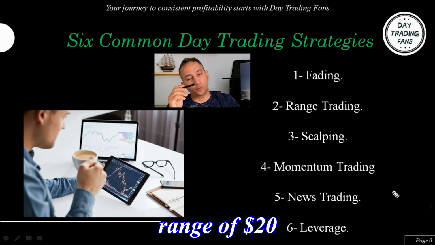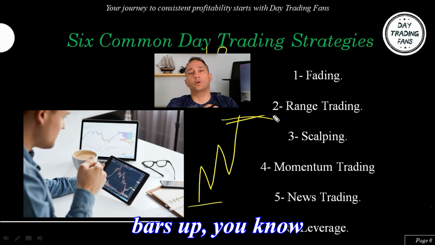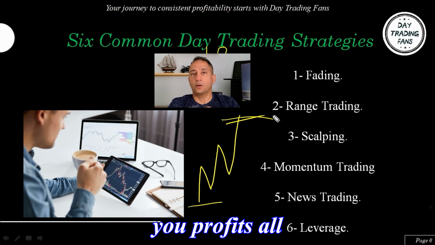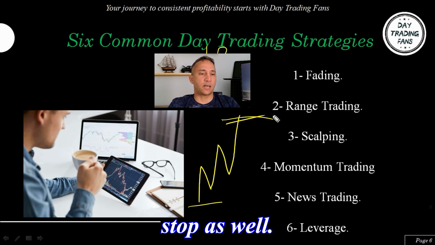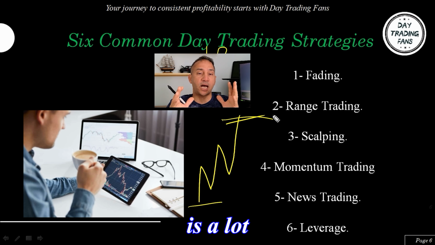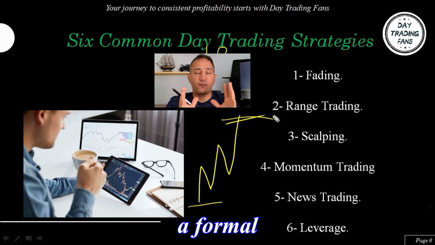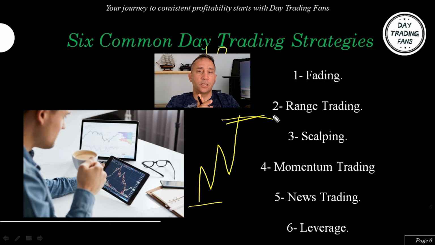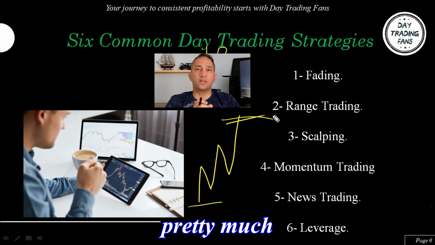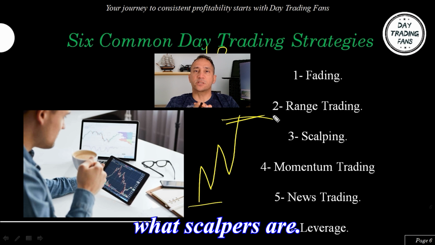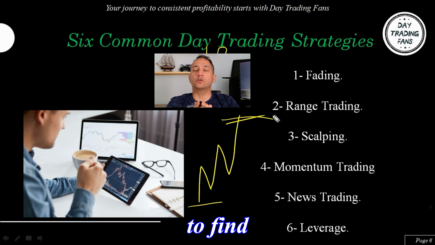Scalping is like, you open your trade at 9:35 after the first bar is up, and 15 minutes later, after 3 bars up, you're booking your profits. Or of course, you could get stopped as well. So scalping is a lot faster than range trading. It is a form of range trading, but it's a lot faster, and you pretty much try to earn small profits from each tiny movement, and that's what scalpers are. They follow short-term price charts, trying to find these trends.